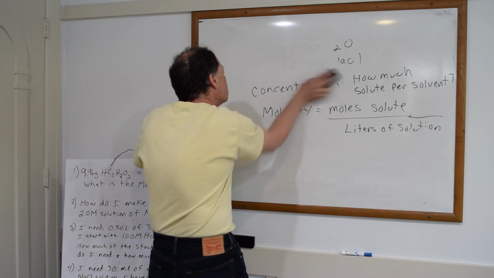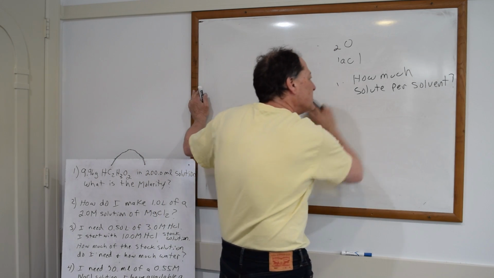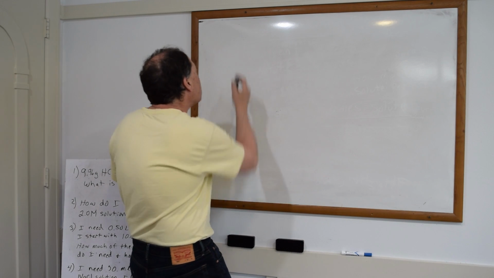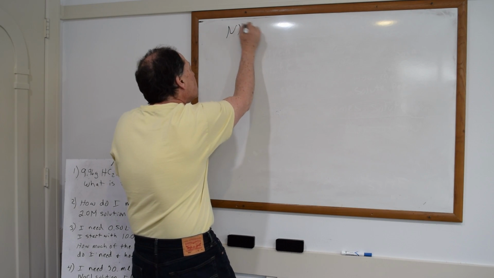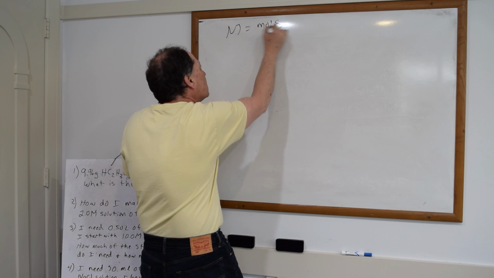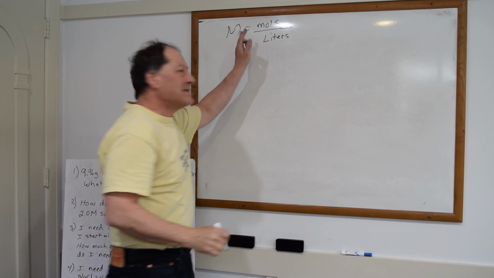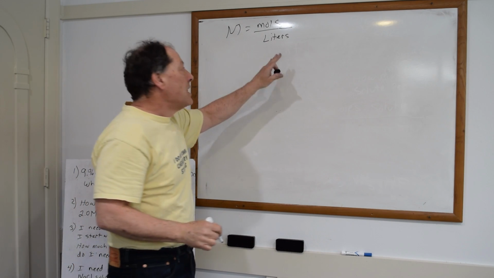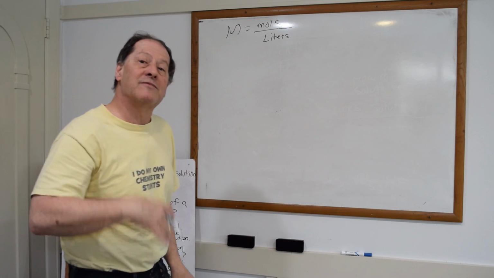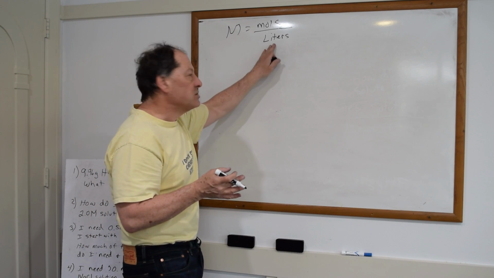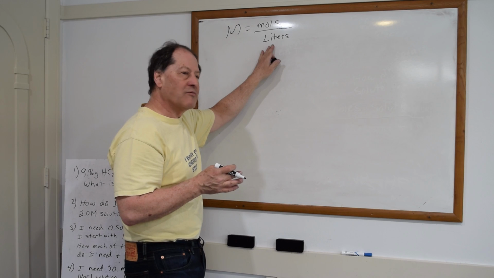Okay? So again, you can stop this and rewind. I'm going to put that equation up here. The molarity is the moles divided by the liters. So you just have to remember, when I say moles, I mean moles of solute, and when I say liters, I mean liters of solution, not the liters of water. That's important. It's the liters of solution, not the liters of water.